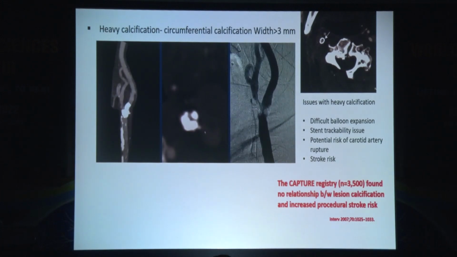Obviously, heavy calcification, if you ask me, these are the ideal candidates we should send for CEA, because there are many issues with heavy calcification. These may require excessive balloon dilatation. The stent trackability issue is there. The filter trackability issue is there. Sometimes the retrieval of the filter becomes very difficult, and there is a potential risk of carotid artery rupture in these cases if we try to overinflate. And there is also a high chance of restenosis in these patients.